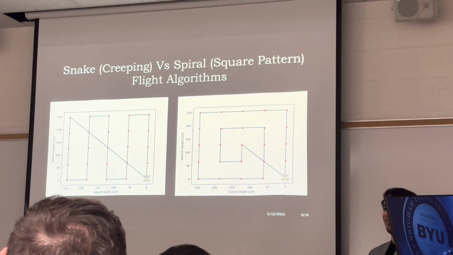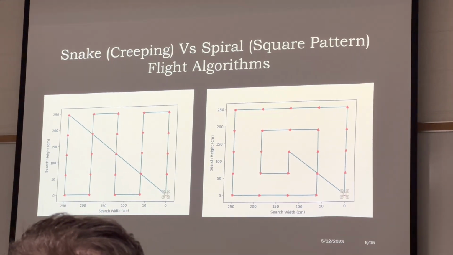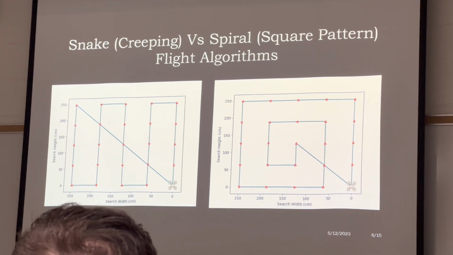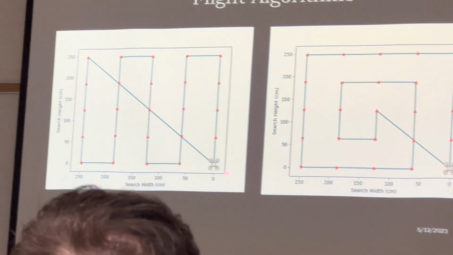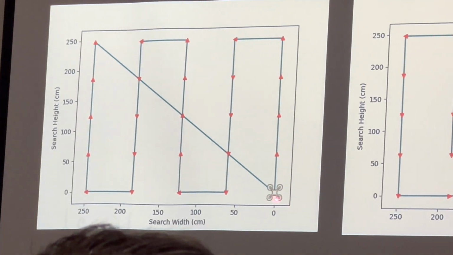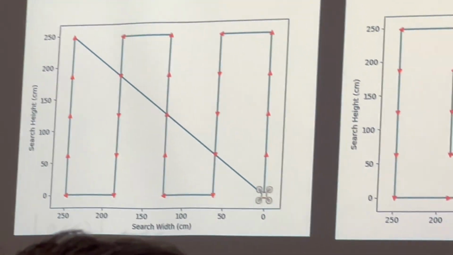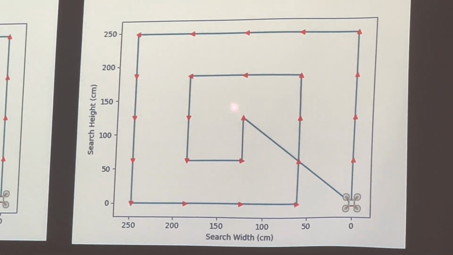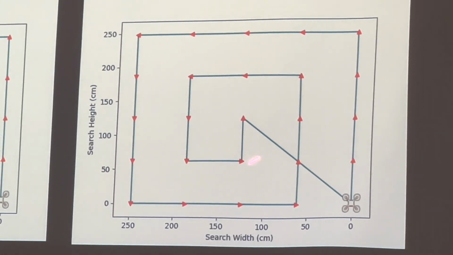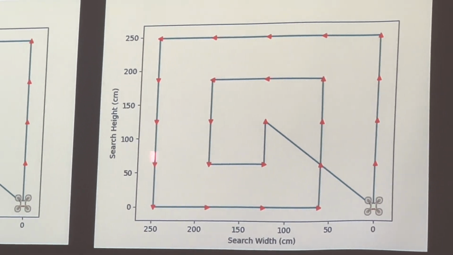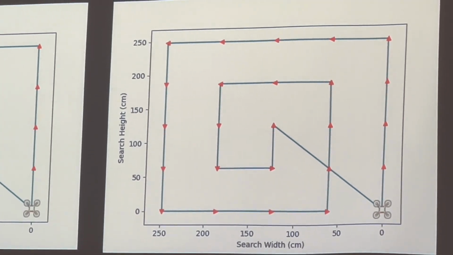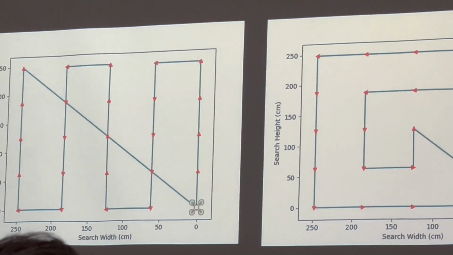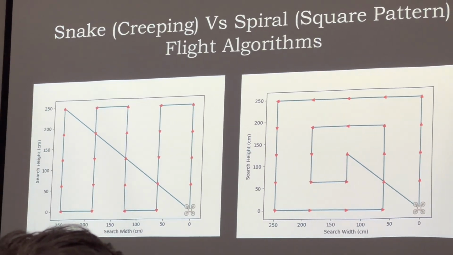The different flight algorithms we're going to be going over are the snake path, which is also known as the lawnmower path, and the spiral, also known as the square pattern. So these both start at the same location with the drone right here, and they both end with the drone going back to the starting point after it's done exploring. These red arrows represent the direction the drone is facing as it moves along. The difference is that the snake path goes from side to side, the spiral path goes radially inward.